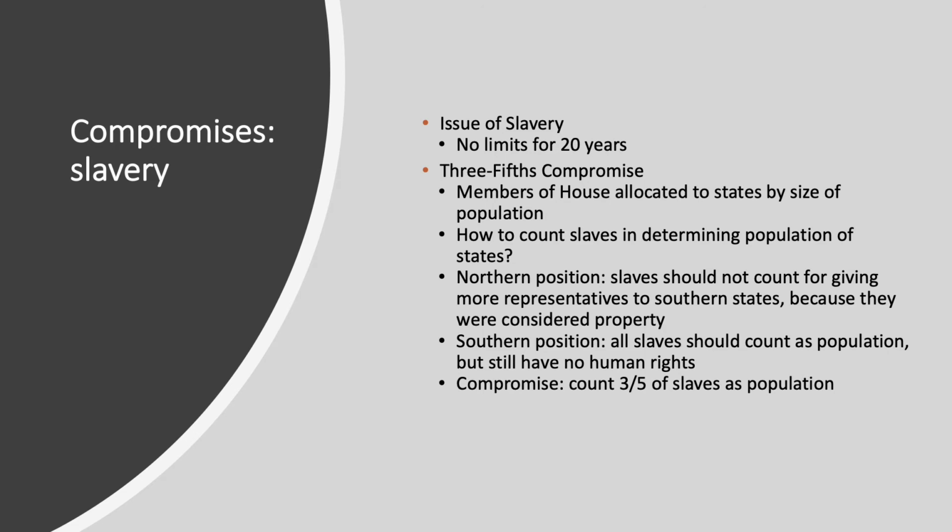It put the slave trade basically beyond regulation for 20 years. It created something called the 3/5 Compromise, which addressed the problem of how to allocate members of the House of Representatives to the states if some of the states had enslaved people and others did not. In other words, how should the enslaved population be counted in determining the population of a state?